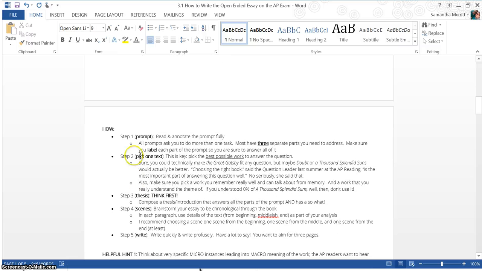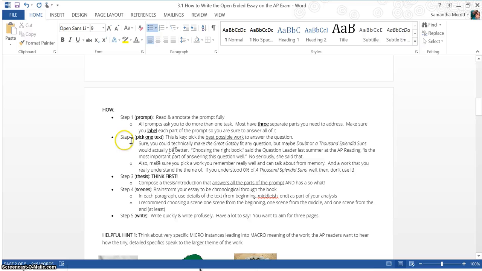Step 2 is to pick one text, really one. I'm gonna underline that. Okay, the key is to pick the best possible work to answer the question.